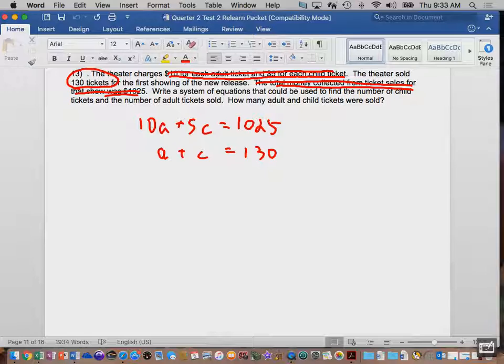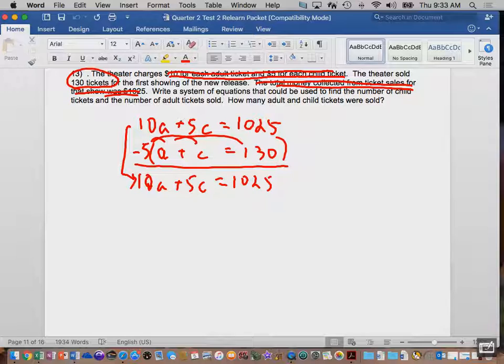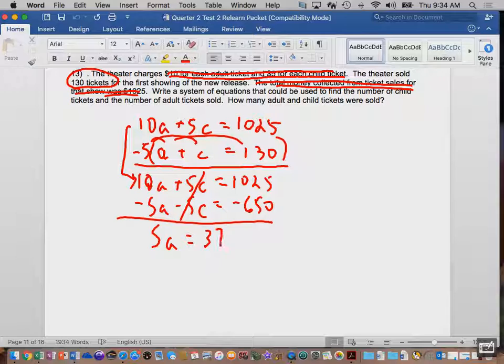Now I need to solve this, and this is clearly an elimination type like we just did a minute ago. So I'm going to distribute a -5 so I can get rid of the C's. And I get 10A plus 5C, I'm just rewriting the first one here, is 1,025, and then on the bottom I distribute the -5, -5A minus 5C is -650. Right, that is 650, right? Yep. So 5A equals, and let's see, that would be 375, dividing by 5.